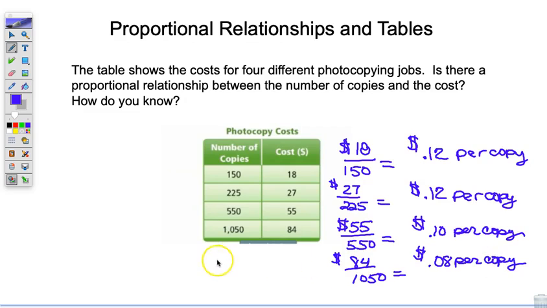So in this one, the photocopying costs are not proportional to each other, because you can see that they did change over time. How do we know? Because the cost actually got a little bit smaller with the more copies that we made.